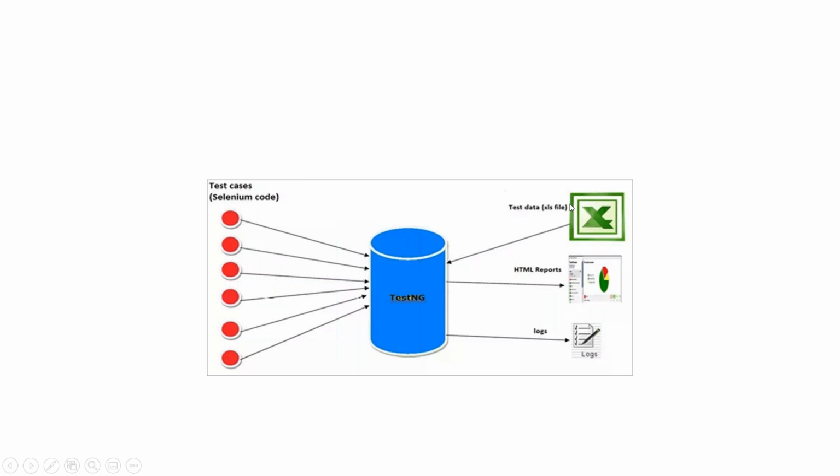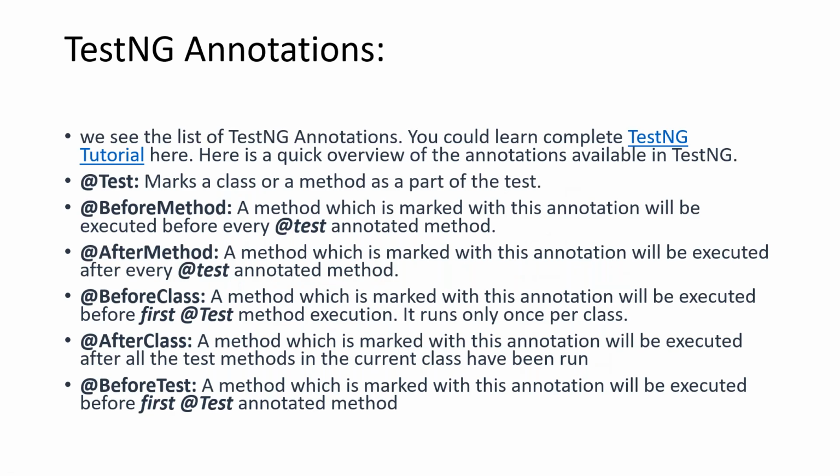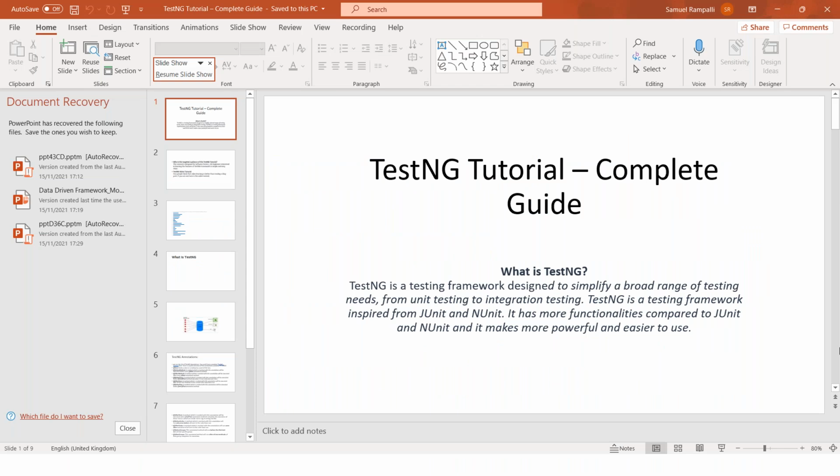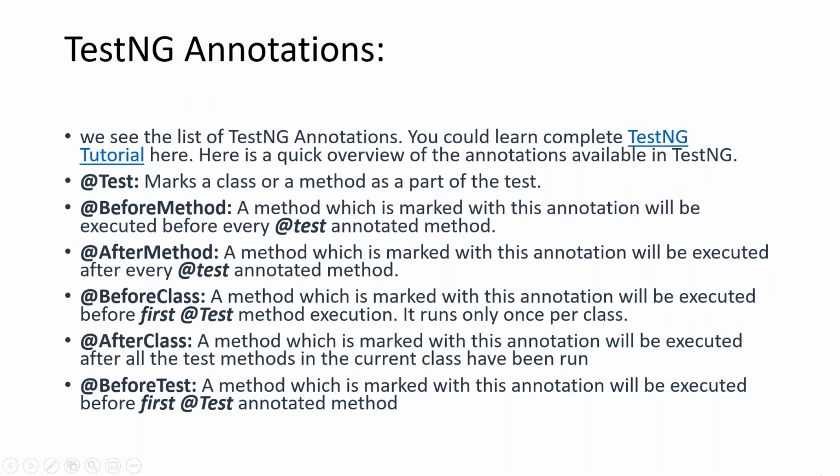We can use test data files, read them, and work with them along with TestNG. TestNG automatically generates an HTML report, that is the TestNG-based report. It also provides you the logs. Logs are information like which test cases pass, which fail, where they are failing, and how much time they took for execution. Before we go into annotations, we will see how to do the installation in Eclipse.